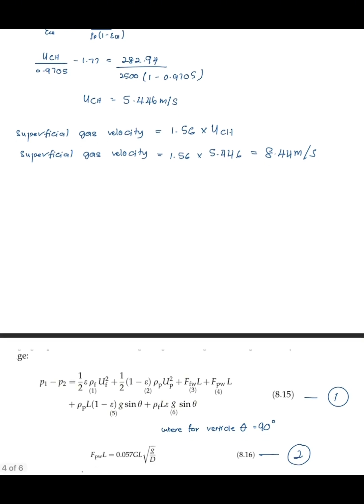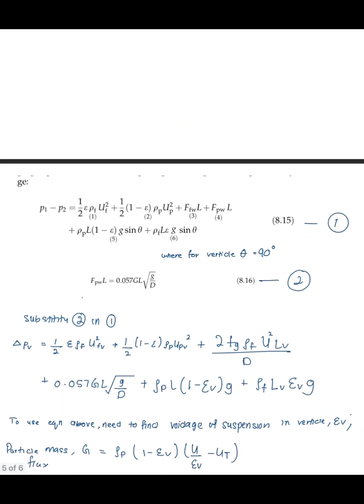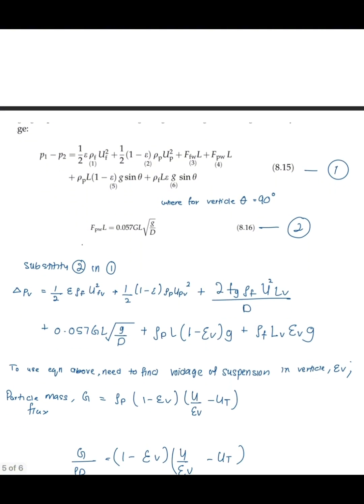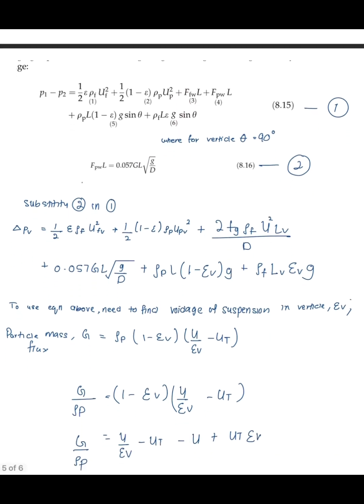The next step is to calculate the lift line pressure loss at this gas flow rate and compare it with the available blower pressure at this flow rate. The pressure loss in the vertical section of the transport line is given in equation 8.15, but we need to substitute equation 8.16 in equation 8.15 to get the pressure loss.